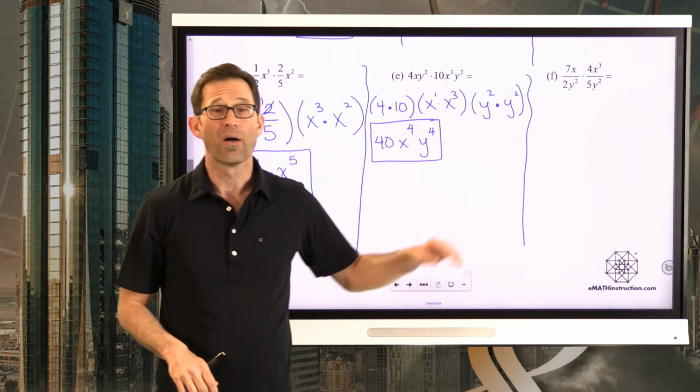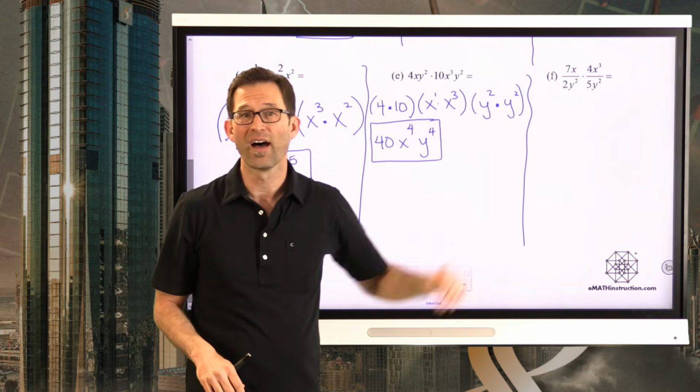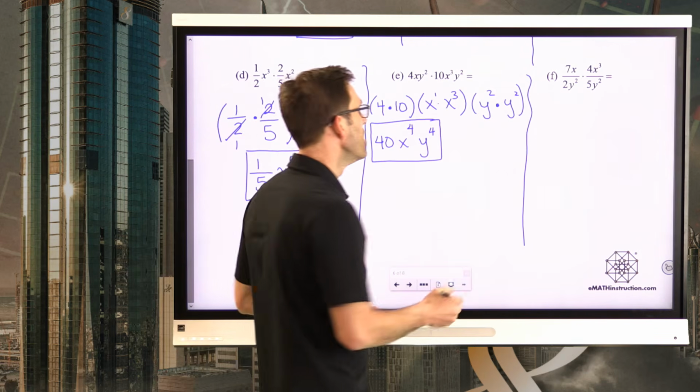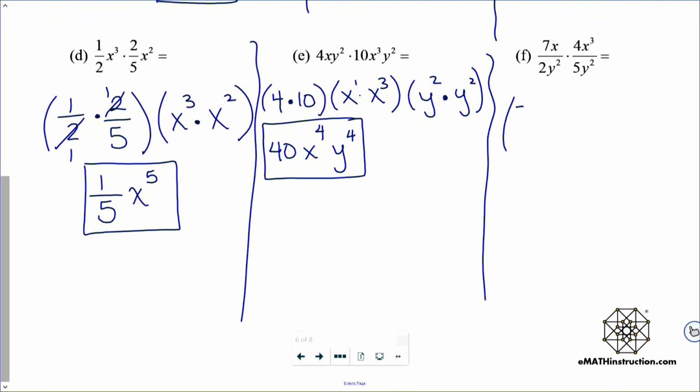All right, now the scariest looking one, definitely the last one. So let's take a look at that. First thing I'm going to do, I'm going to put my fractions together. 7/2 times 4/5.